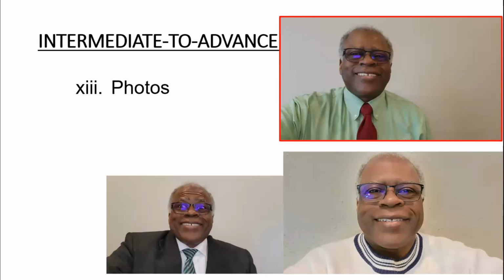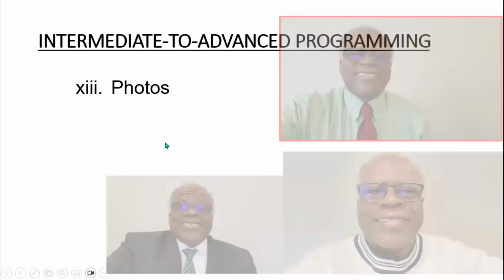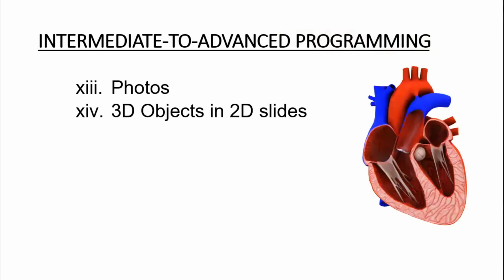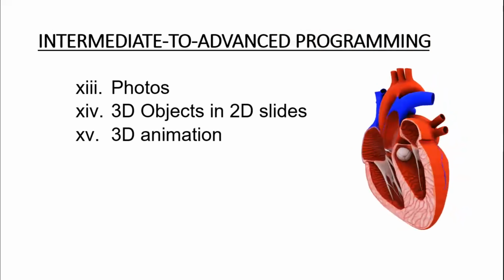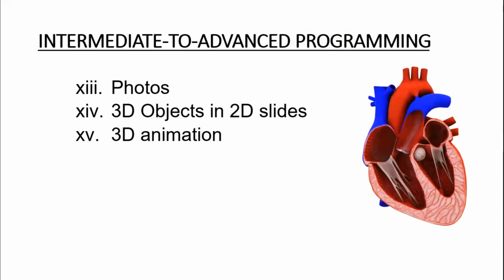Photos, we've talked about photos. You can have different sizes, put borders around them, and we'll talk about that a little bit more in just a moment. You can have a 3D object in a 2D slide. All of our slides are two-dimensional. They're basically X and Y. But when I click on this next item, you can see how this 3D object actually will do 3D animation. We just talked about animation on the previous slide.